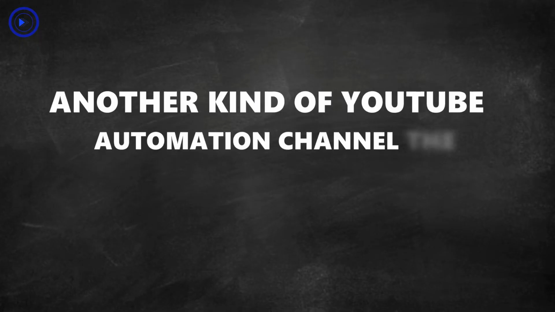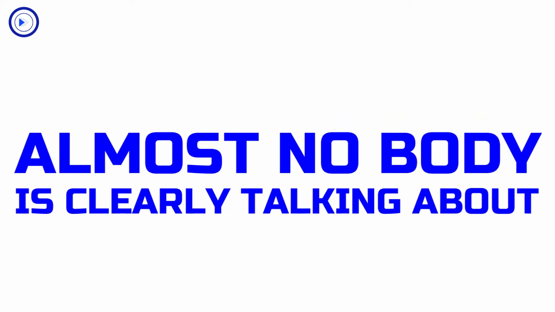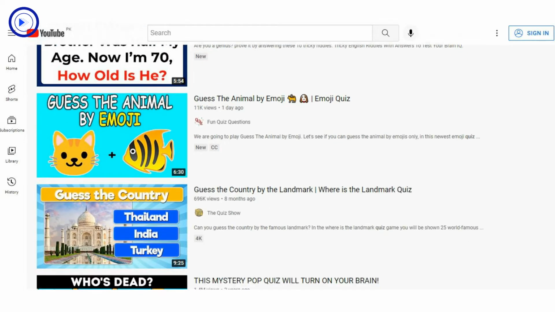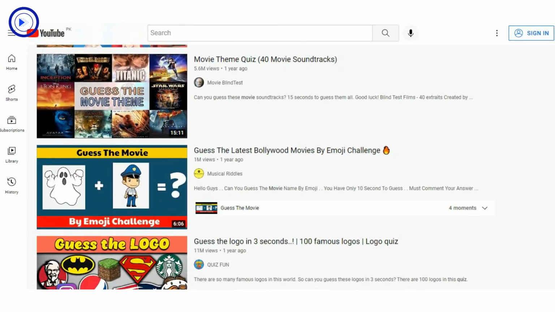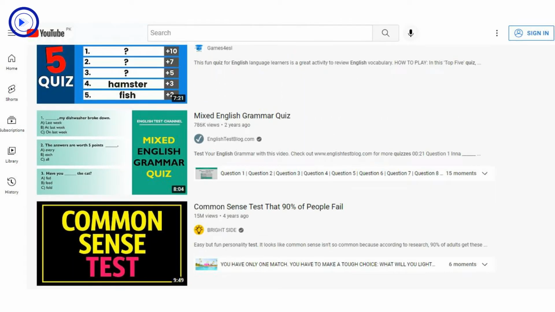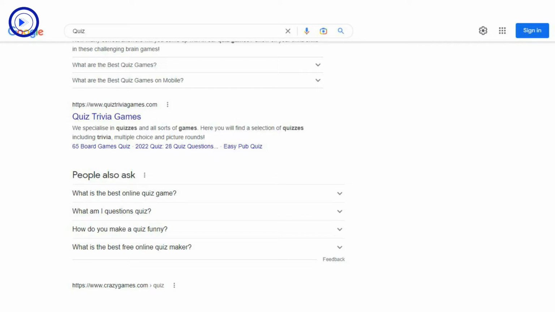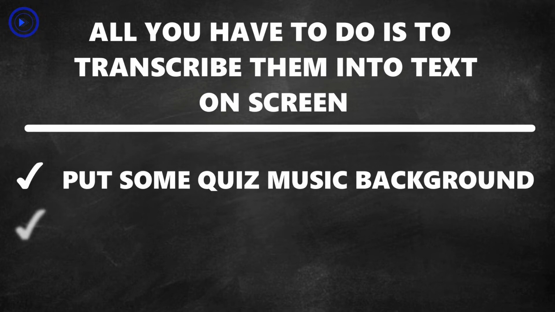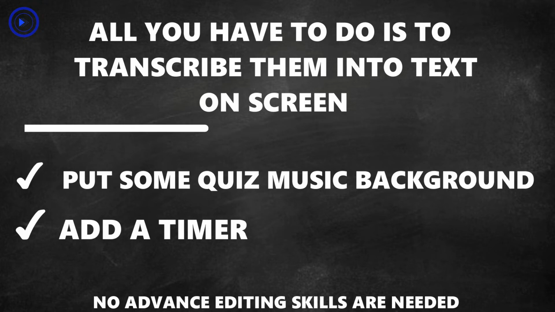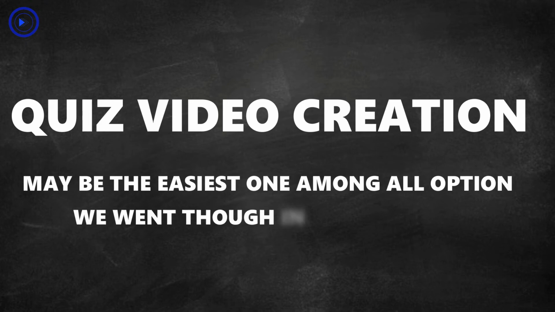Another kind of YouTube automation channel, the one we announced at the beginning of this video, almost nobody is clearly talking about: quiz. There are plenty of quiz channels out there getting millions of views and thousands of subscribers. Some are focusing on TV shows and movies, others are opting for general knowledge. And those videos are very easy to create. Google is filled with websites offering questions with multiple choices. All you have to do is to transcribe them into text on screen, put some quiz music background, and add a timer. No advanced editing skills are needed. Quiz video creation may be the easiest one among all the options we went through in this video.